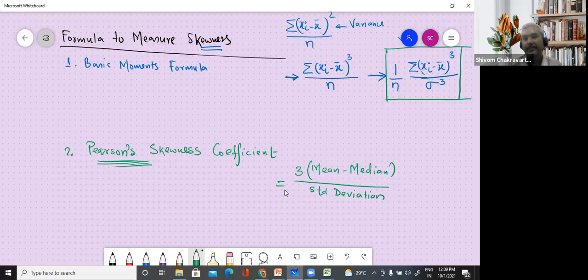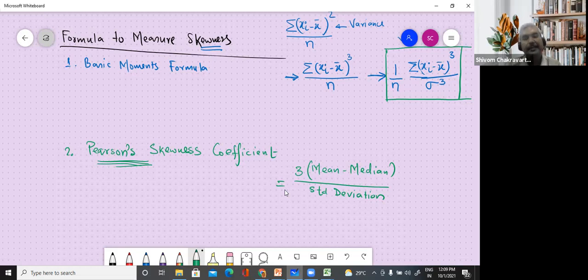So given any data set, first we calculate the mean and standard deviation. Mean and standard deviation, given any data set, are very easy to calculate. Now the only additional thing for this formula we have to calculate is the median.